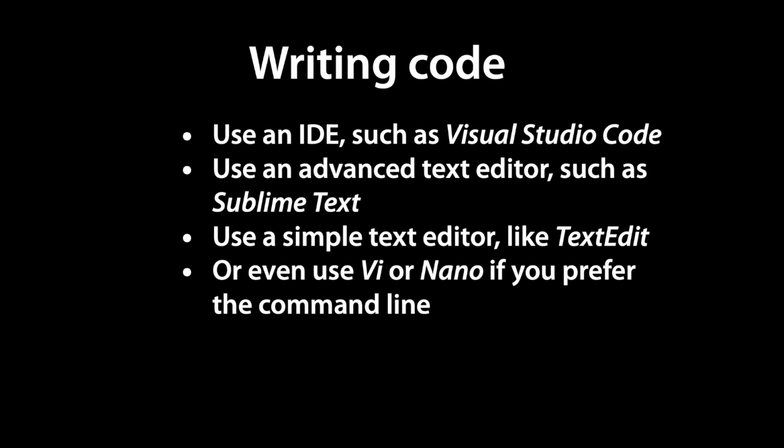To write your C code, you can use an IDE such as Visual Studio Code, or you can use an advanced text editor such as Sublime Text. If you only want to use a simple text editor like TextEdit, then you can do, or even VI or Nano if you prefer to use the command line. In our examples, we'll be using Visual Studio Code because it has a built-in terminal that we can use and is good for structuring our projects.